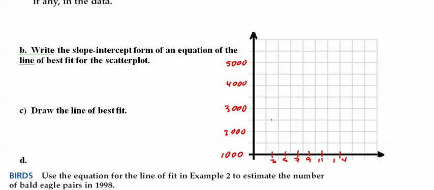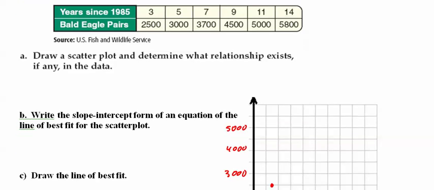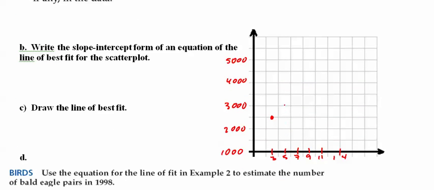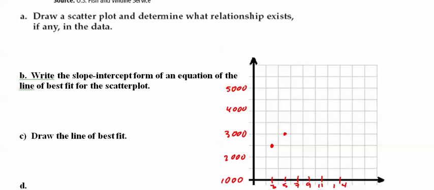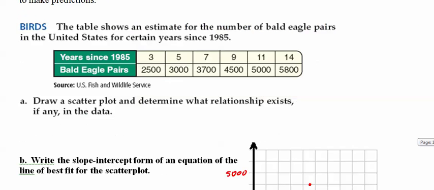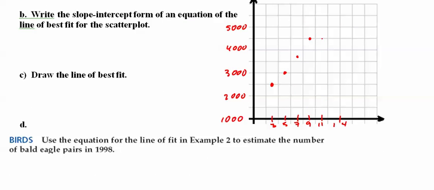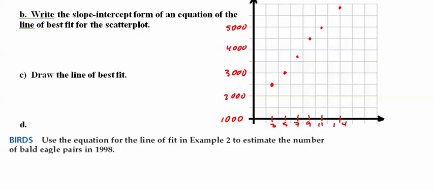3 is 2,500. 5 is 3,000. 7 is 3,700. 9 is 4,500. 11 is 5,000. 14 is 5,800. Make sure I got that right. Yep. So, great, got a line.